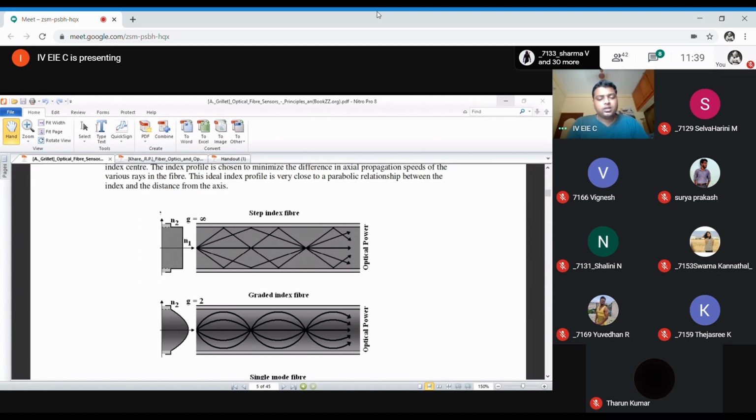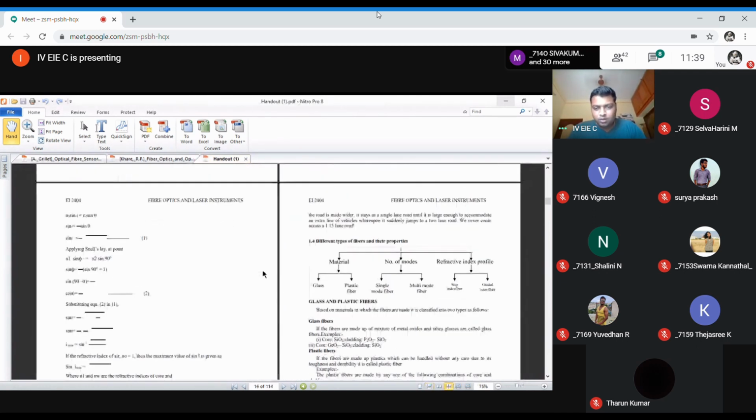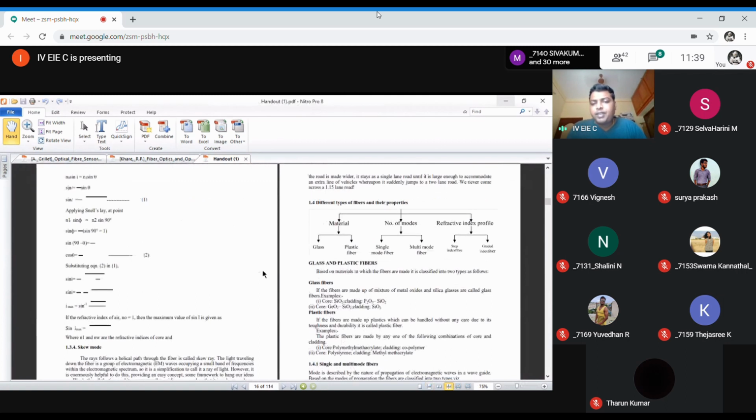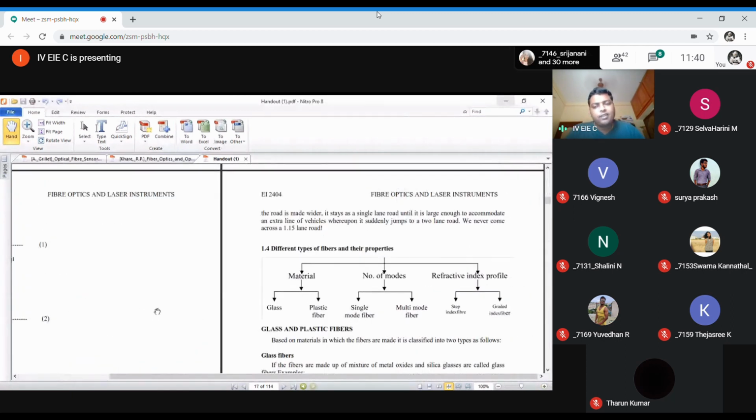Okay, clear? Now the next thing we are going to see is classification based upon the material. In the previous classes I told you the classification based upon the modes of light travel and the refractive index profile, correct? So we have mentioned two classifications earlier: based upon the mode of light travel, single mode and multi-mode, and based upon refractive index, step index and graded index, correct?